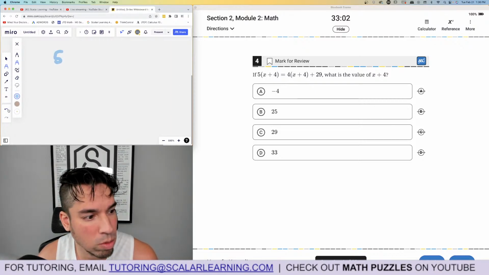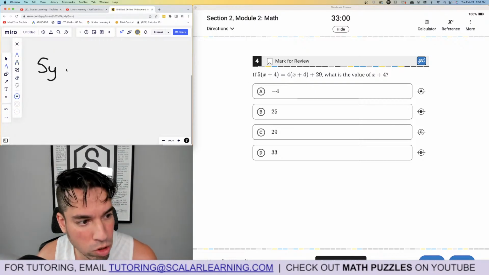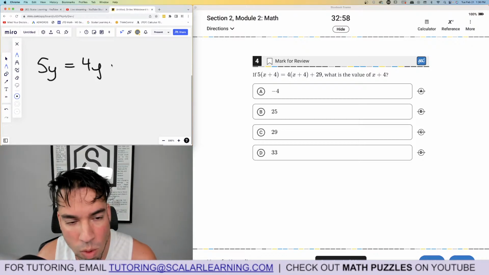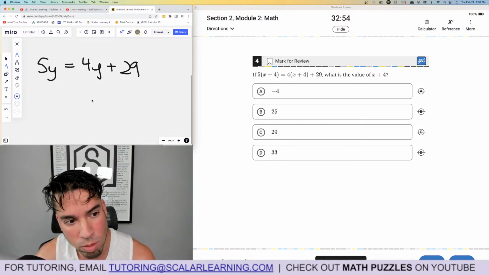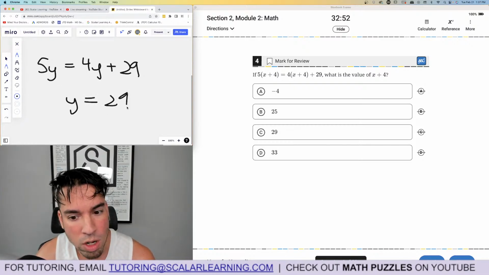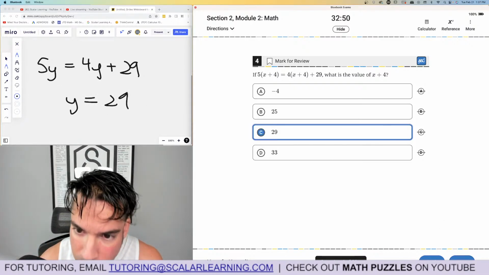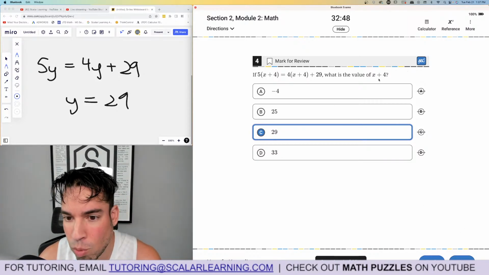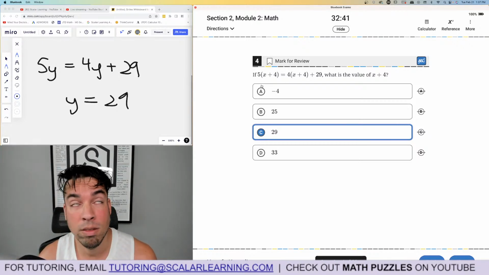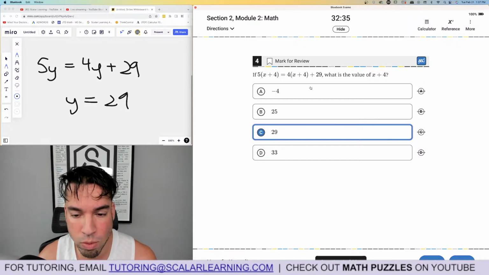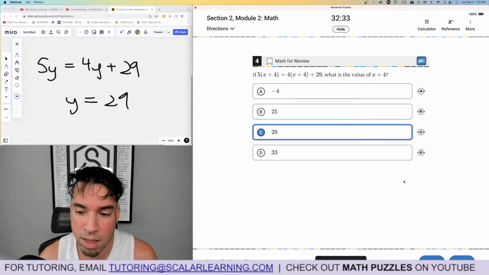I can change x plus 4 to just y. So 5y equals 4y plus 29. We're just trying to solve for x plus 4, which is just y in this case. So subtract 4y from both sides, y equals 29. Boom, done. Which means x equals 25, and we could check it if you want real quick. 5 times 29 would be 145, right? 4 times 29 would be 116, plus 29, 145, I believe, right? Yeah, that makes sense. Boom, done.